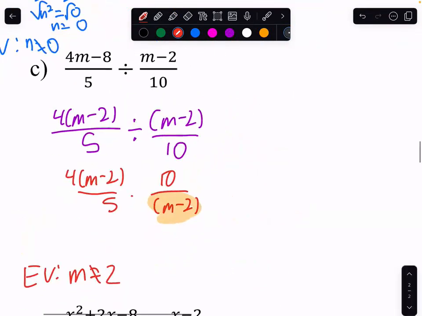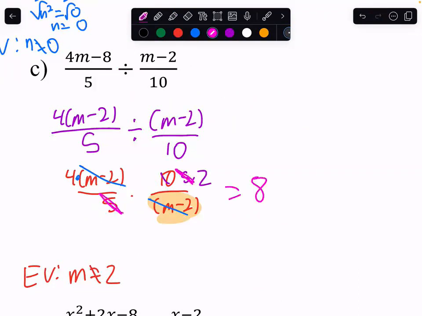Then these m minus 2s are factors. They do multiply the rest of their rows, so we can reduce those. And the 10, I'll rewrite as 5 times 2, so I can cancel out these 5s. So just 8.